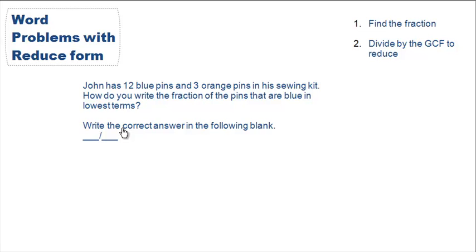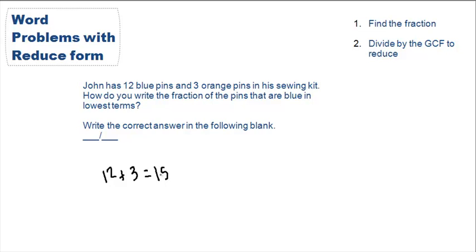How do you write the fraction of the pens that are blue in lowest terms? We remember from previous lessons that first we need to create our fraction. We do this by finding out how many pens John has in total. To find out, he has 12 blue pens plus 3 orange pens, which means he has 15 pens total in his sewing kit.